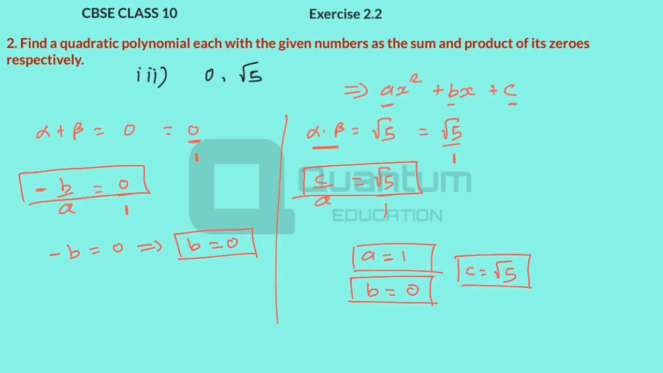Using these values in the above equation, we get ax square, the value of a is 1, so 1x square. The value of b is 0, so plus 0x, and the value of c is root 5. So the required quadratic polynomial is x square, 0x will be 0, plus root 5.